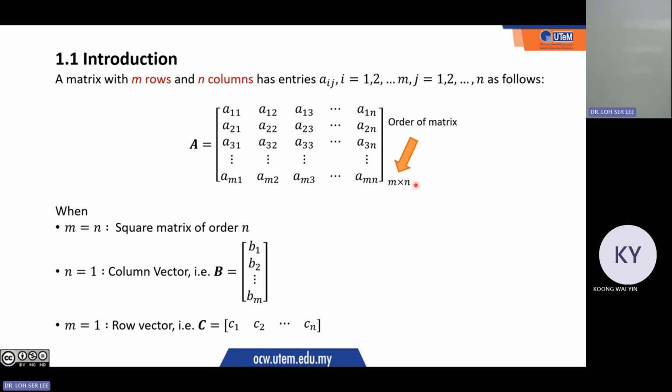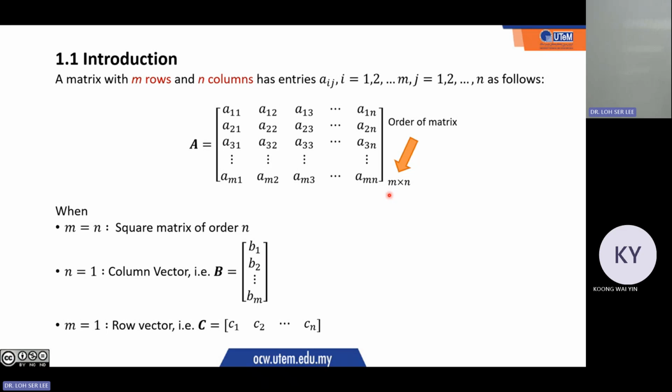Now when m equals n, that means this is a square matrix, a square matrix with order n. If n is 1, meaning that you have only one column, it will be something like this. This is called a column vector.